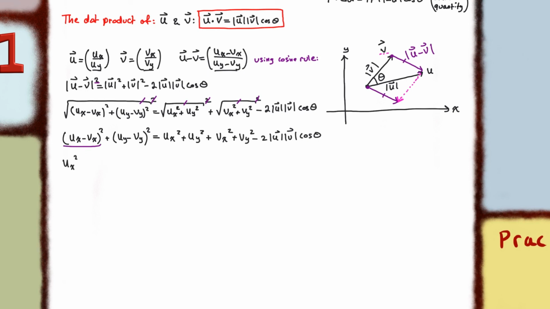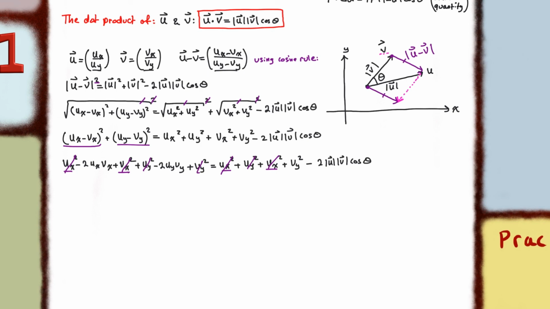We're going to expand this to see if we can simplify it further. So we expand the first 2 brackets, and we're going to leave the right side of the equation as is. Now the magic happens. We can see that a lot of the terms are shared between the left hand side and the right hand side, so we can subtract them from both sides, and we will cancel them out, and we'll end up simplifying the equation significantly, getting negative 2 ux vx minus 2 uy vy is equal to negative 2 u v cos theta.